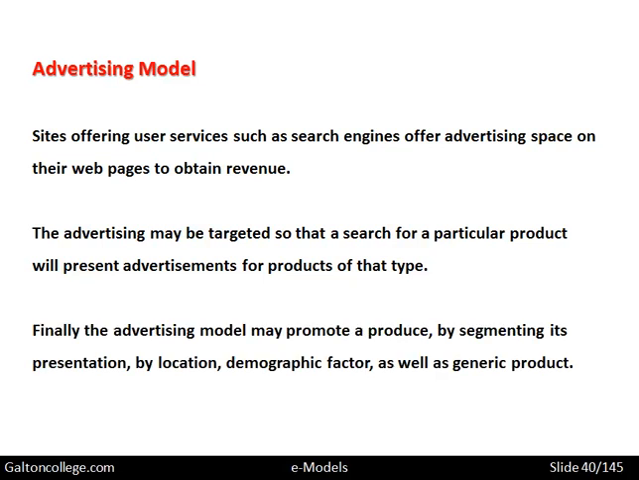It may promote a product by segmenting, I should say, its presentation. It could do it by location. It could say the following products are available near you, so it knows where we live. We have enabled our location to be found. It could be by demographic factor, male, female, certain age groups, or it could just generally be that the product is available.